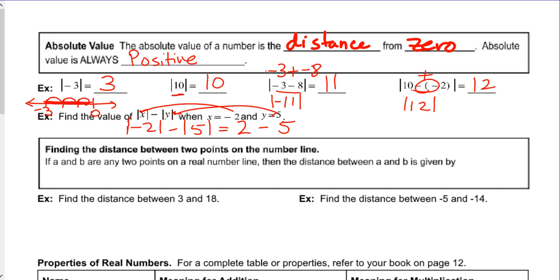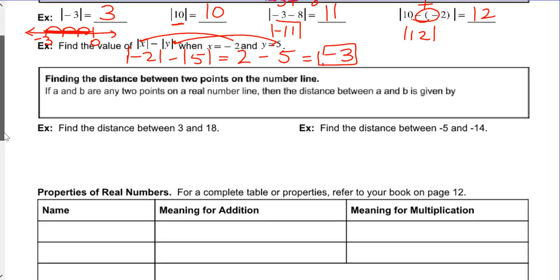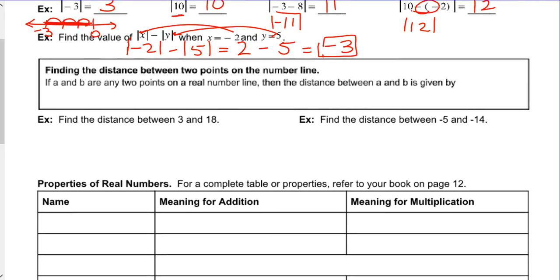Now notice I don't have any absolute values here. So it's okay once we do that first with our grouping symbols. Now I'm tasked with subtracting that, which actually ends up being a -3. 2 minus 5 is a -3, and that would be our answer. All right. So why is that important to know about absolute value? Well, it comes in when we talk about distance. The distance between 2 points on a number line, if I'm given two different values, call them A and B, is given by the absolute value of A minus B, or the absolute value of B minus A.